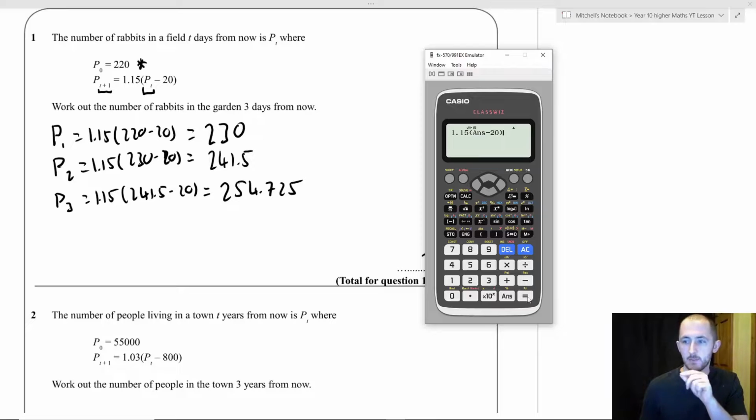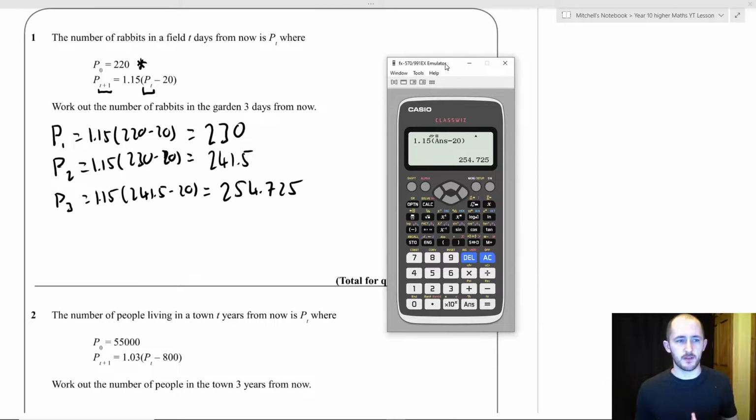Now if I press equals, it gives me 230. Press equals again, it'll give me my next answer, 241.5. Press equals again, it gives me 254.725. And again, as long as you write down all of those numbers, you get the full 3 marks. And I did it in a few seconds. Okay. So super easy and quick trick.